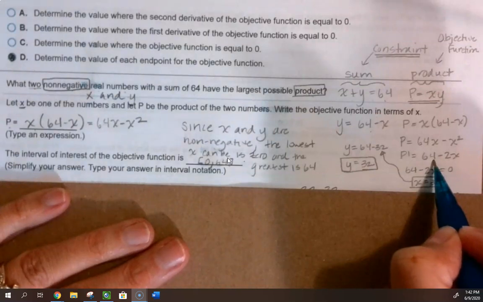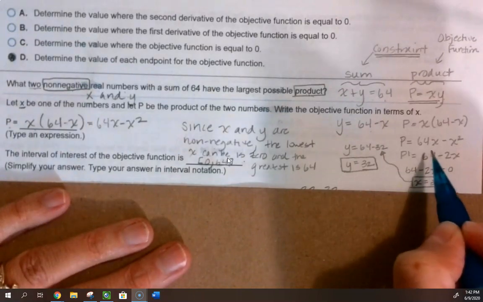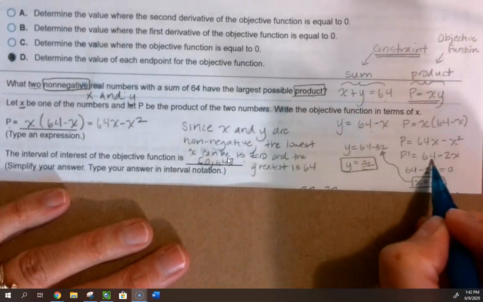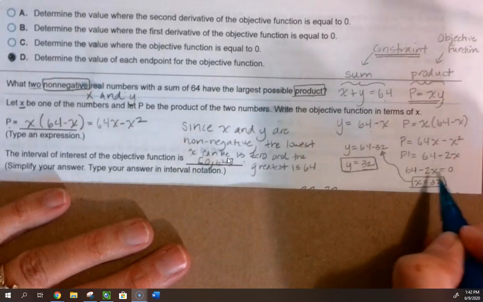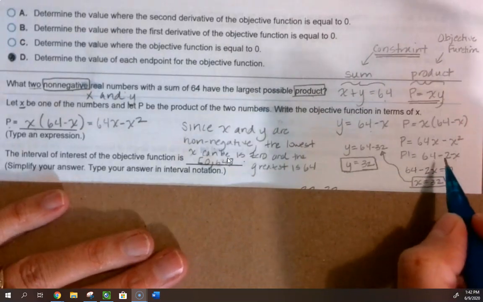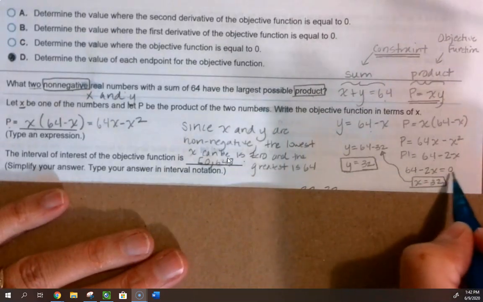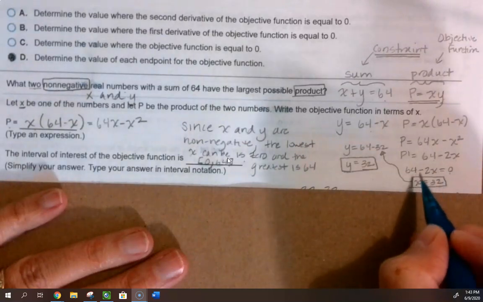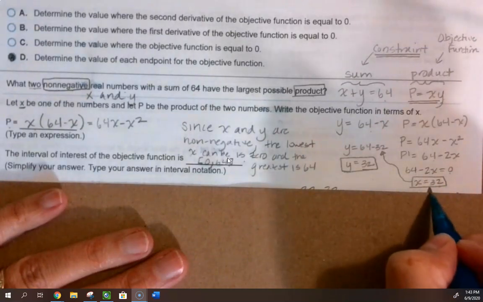You're trying to find the maximum of this function. How do we find a maximum in calculus? We take the derivative. So the derivative of 64x minus x squared is 64 minus 2x. Using our calculus, we take this and set it equal to 0. That's going to give us the places where we have possible maximums and minimums. If we solve this, we get x is equal to 32. So we subtract 64, divide by -2, and we get x is equal to 32.